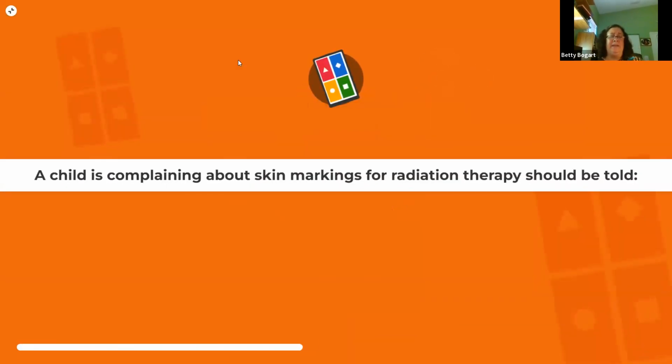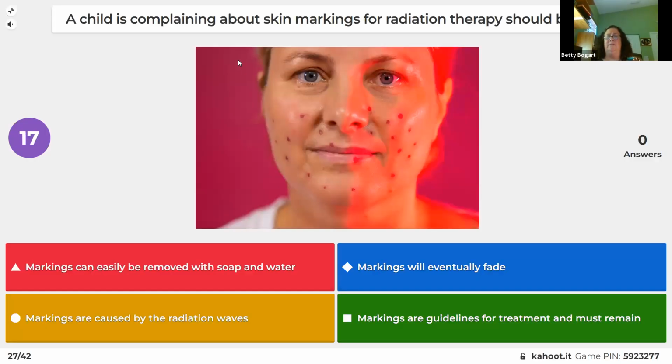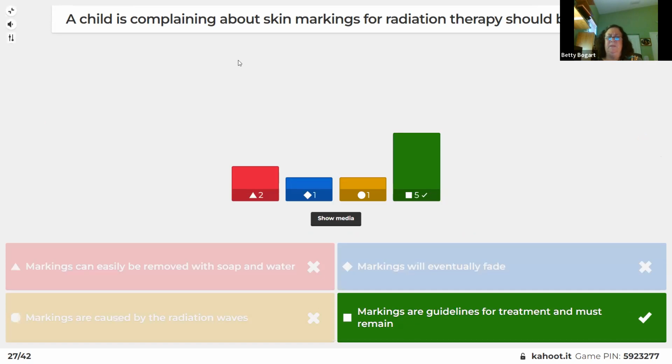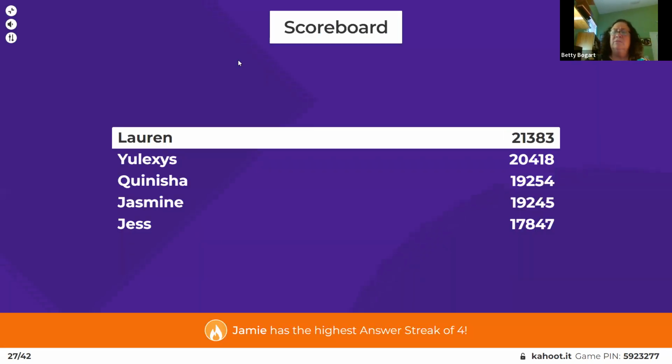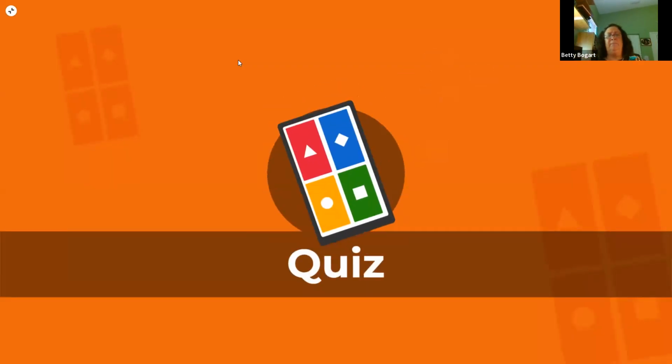A child is complaining about these skin markings for radiation therapy. They should be told what? They put little purple things if they're doing it for their retinoblastoma, and they've got these purple marks there and doing radiation. They don't like it. Get it off. And you need to leave them there because we want to give the radiation in the same direction, and that's why those marks are there. Those little marks are there just to make sure it's the same place every time.